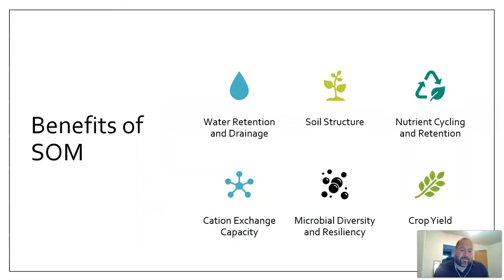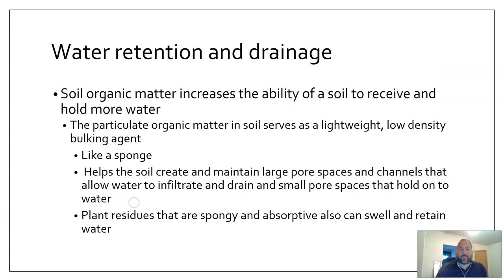So what are some of the benefits of soil organic matter? We're going to go over six benefits: water retention and drainage, soil structure, nutrient cycling and retention, cation exchange capacity, microbial diversity and resiliency, and crop yield.